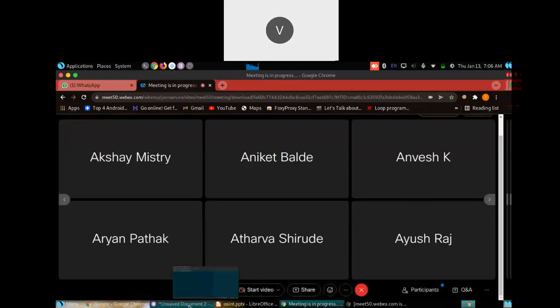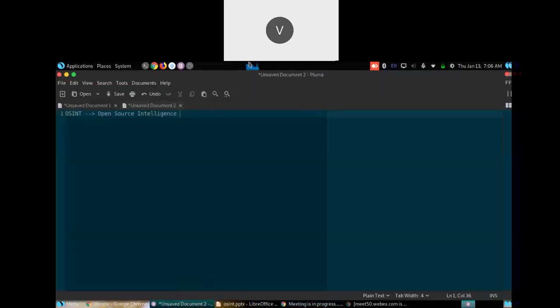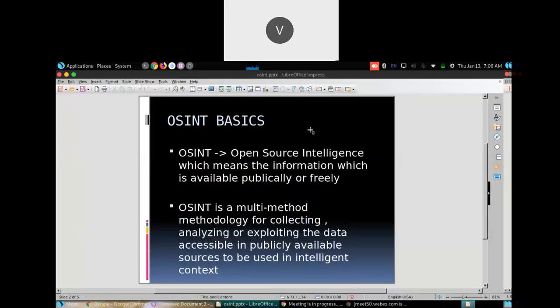So, let's continue. Open source intelligence means gathering the information from the open source, or we can say gathering the information which is available publicly. So this is the basic meaning of OSINT, open source intelligence. Now let's move to the slide.